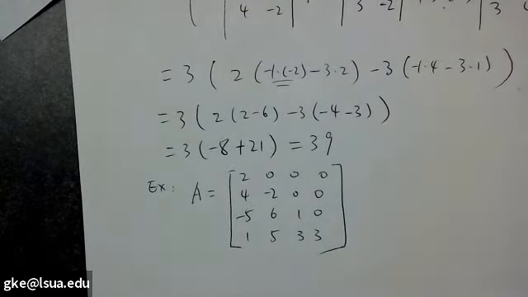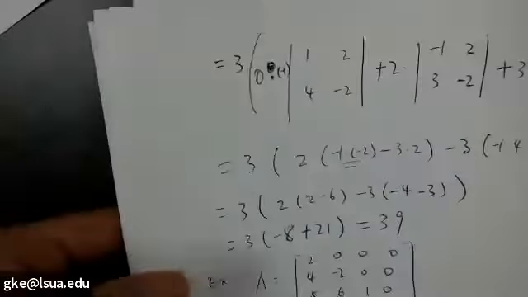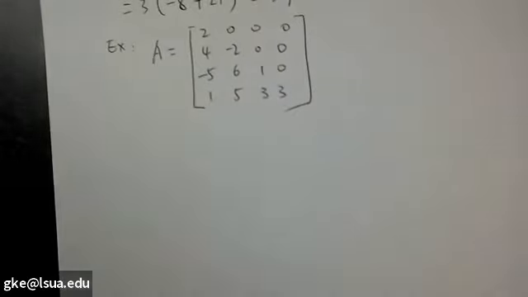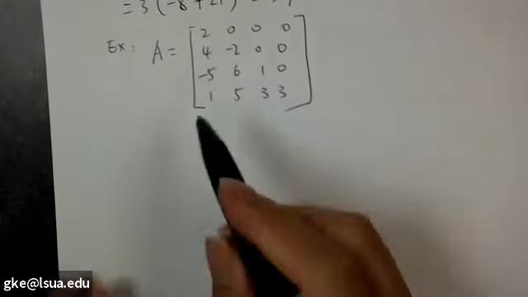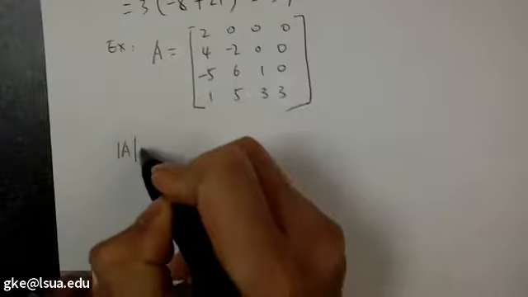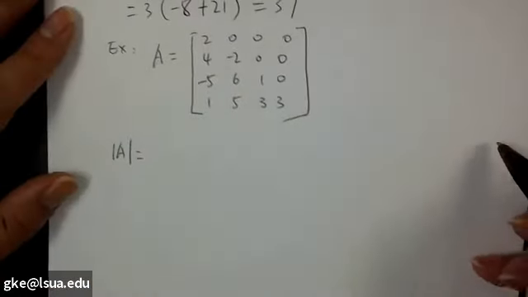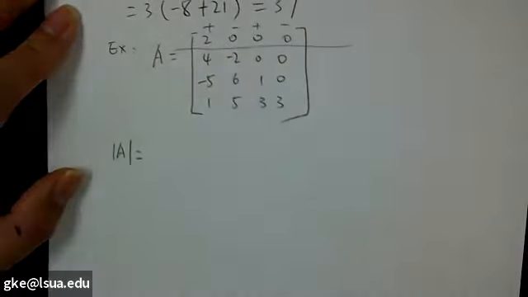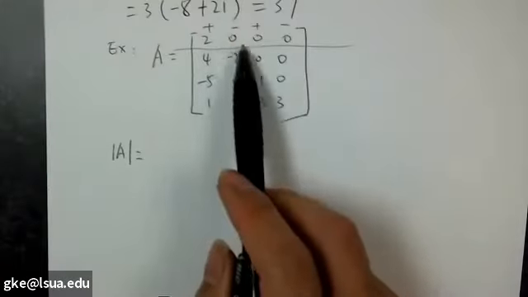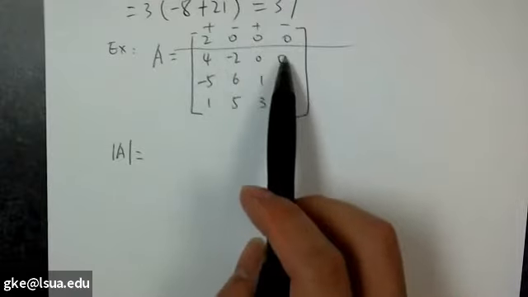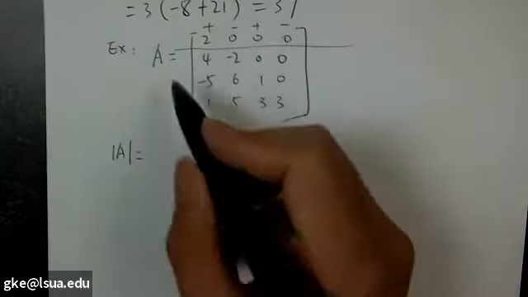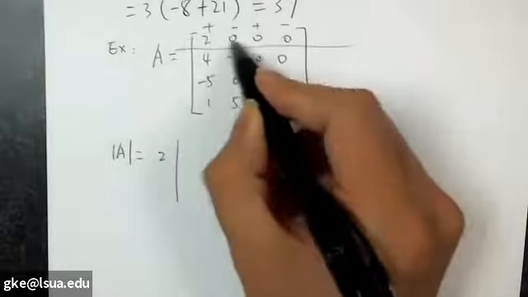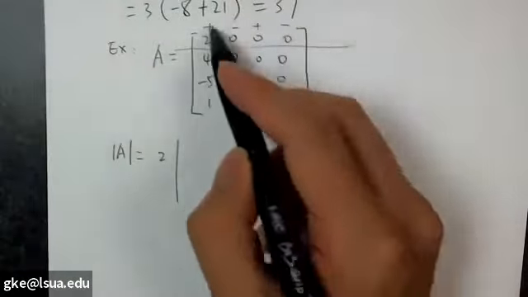Okay, let me try to onboard. So for this guy, we want to try the first row because here, right? Positive, negative, positive, negative. So the first row has the most zeros. Okay. So we cross out the first row, second column.